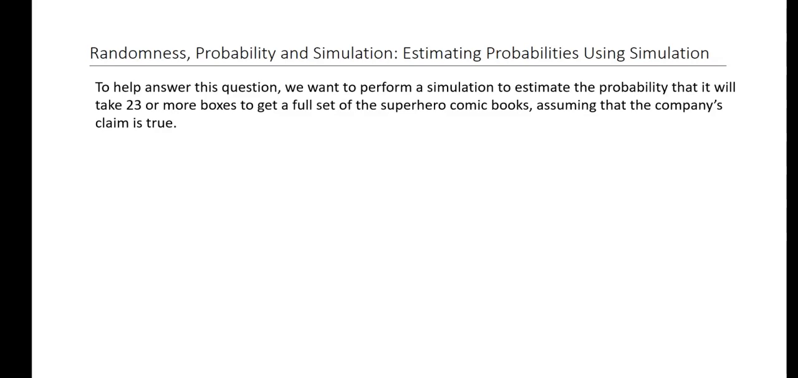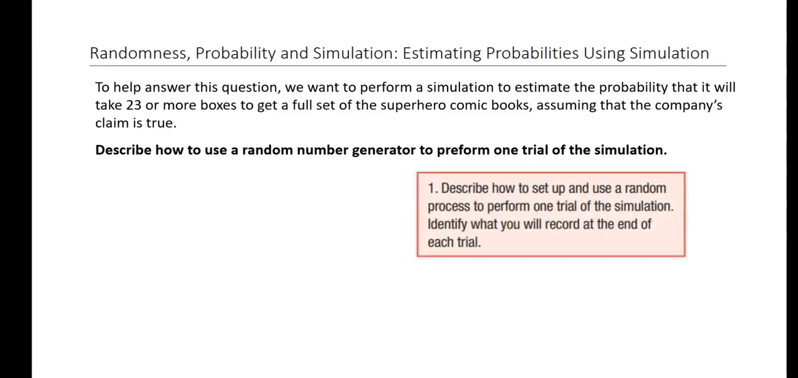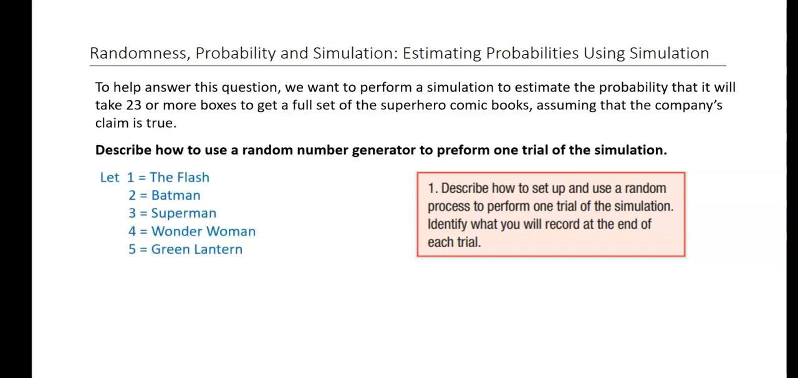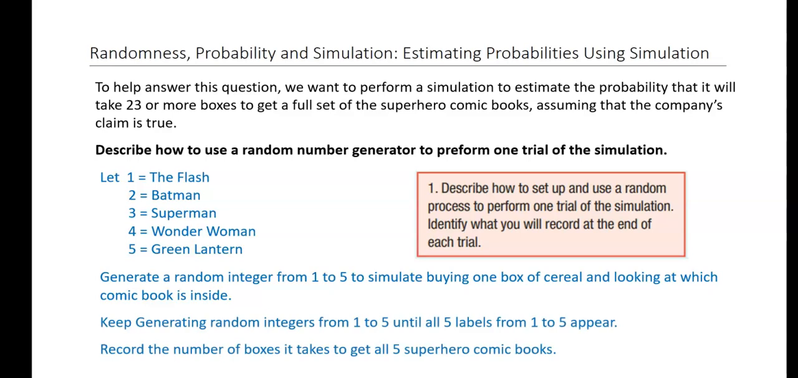So let's do that. Describe how to use a random number generator like randint to perform a trial. Describe how to set up and use a random process to record for one trial. And then again, identify what you're going to do. So we're going to number the outcomes here. You might get one of those comic books, 1 through 5. Generate a random integer from 1 to 5 that simulates buying the box of cereal, where they're equally likely. So you could just go random 1, 5.